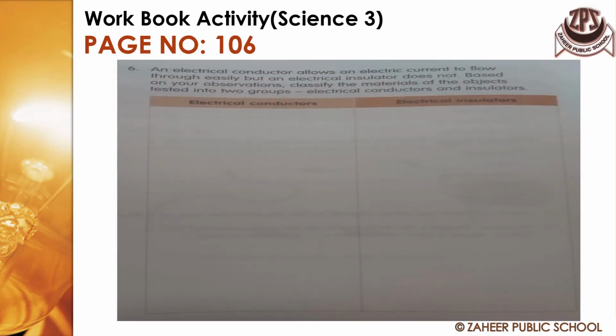Now move to page number 106. In question number 6 you have to write the name of the materials. In the first one you have to write the materials that can conduct electricity, which are known as electrical conductors, so you have to write the names of those materials. And in the second one, electrical insulators, you have to write the names of those materials which do not conduct electricity.